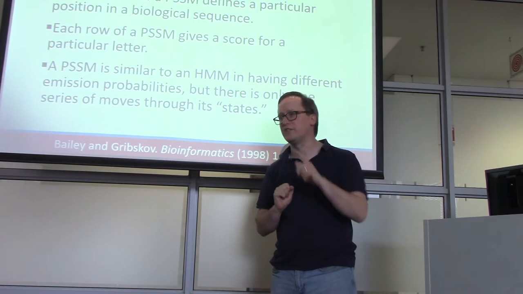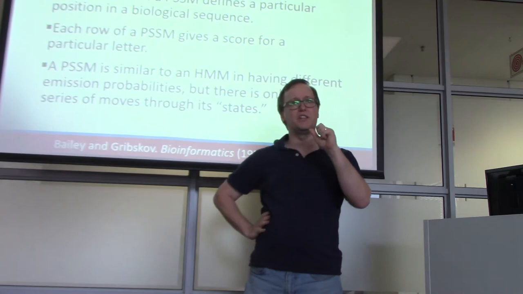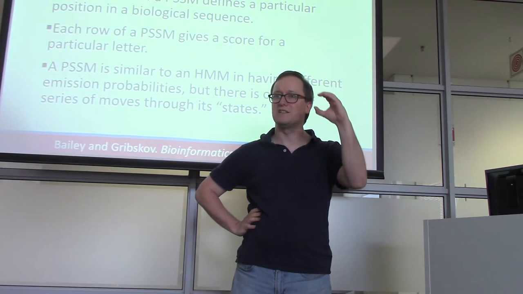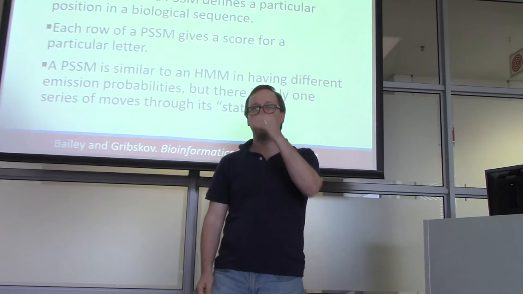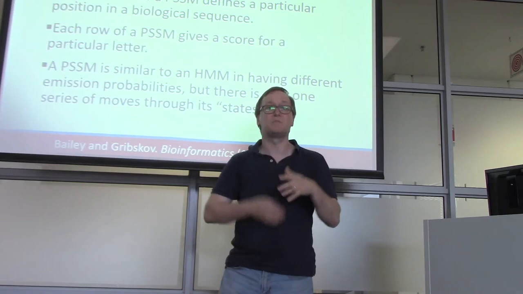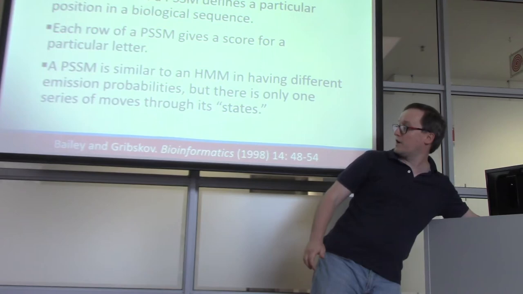So it's a little like a hidden Markov model, because we mentioned that the Markov model has different emission probabilities, different sequences you're likely to see for each of the states along a biological process. But in this case, there's only one sequence you can go through, because the PSSM is going to say the letter you see at this position should be one of these, the letter at this position should be one of these, probably with a score associated with each of them. So let's try to walk through what that looks like.